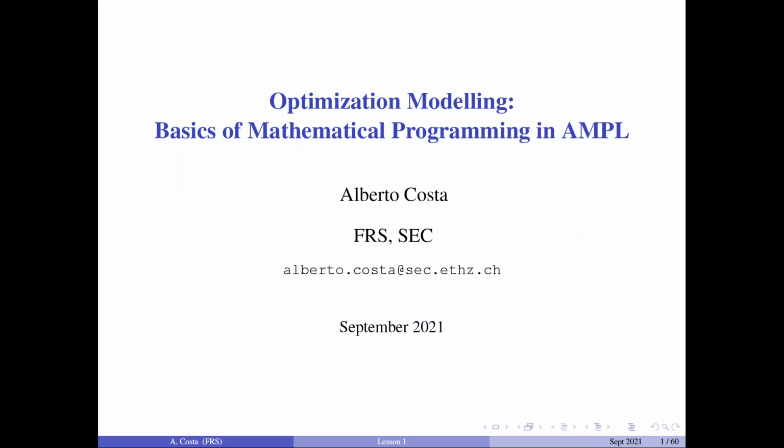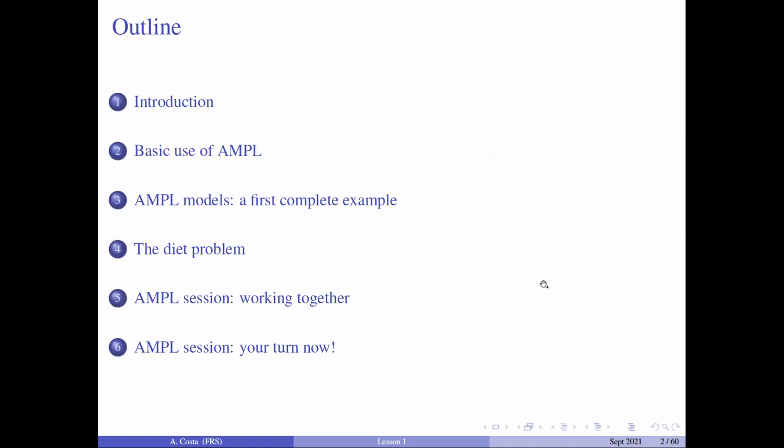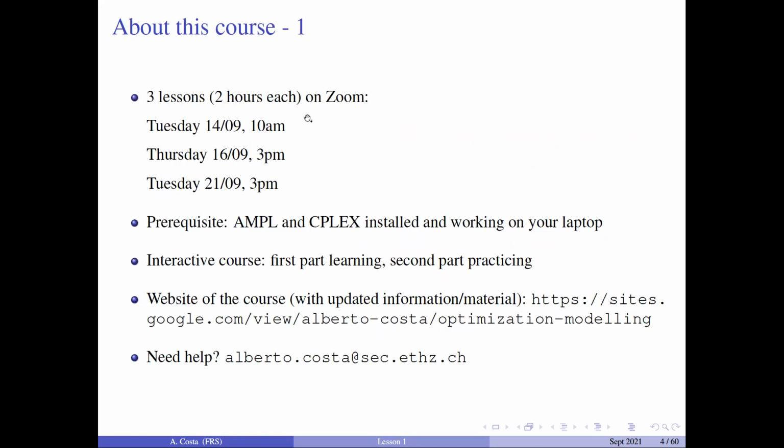A few informations before starting. Number 1, as you know, there are 3 lectures, right? So one is today, one is in 2 days, and then next week we have the last one. You should have already installed AMPL and Cplex, and it should be working on your laptop, I hope.